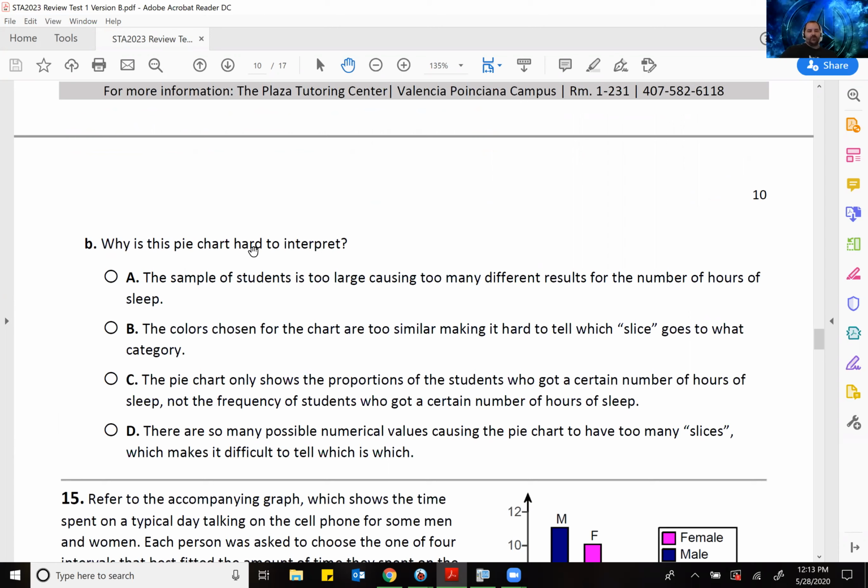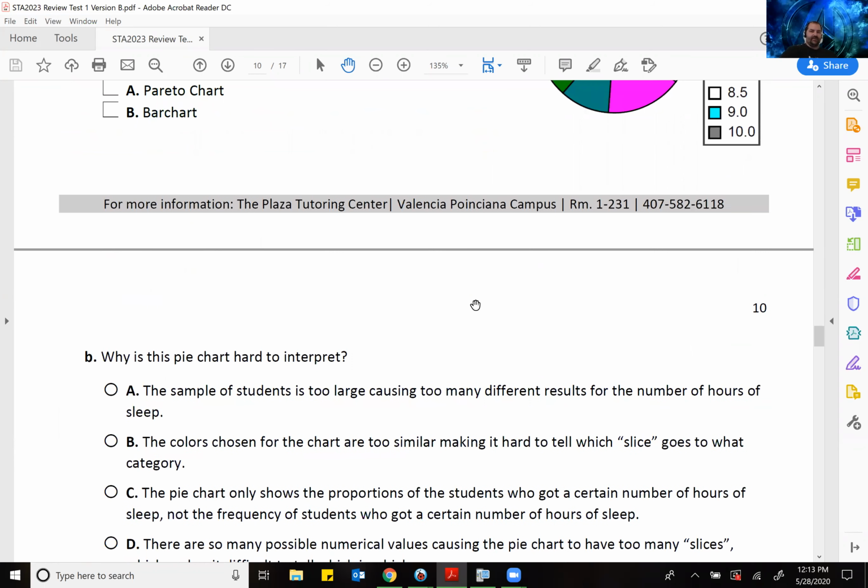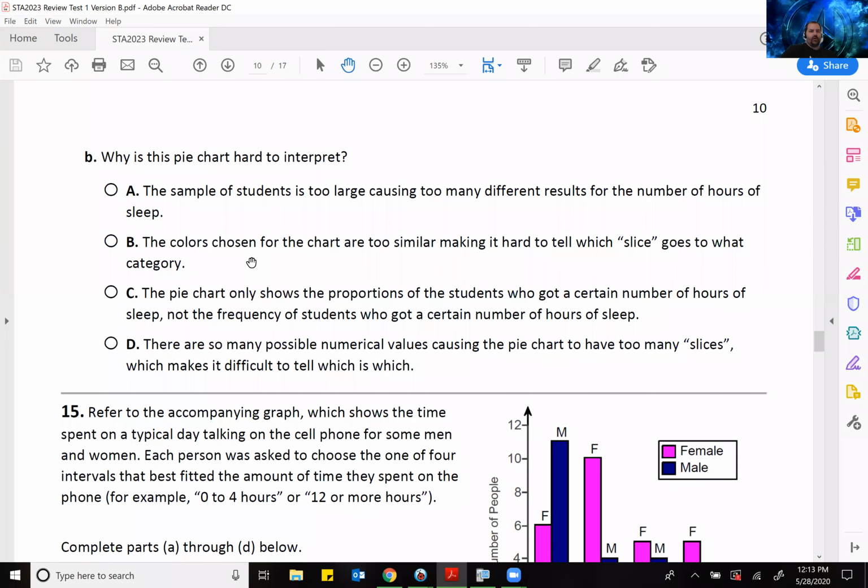You can have a large sample size with a pie chart. It just all depends upon how many categories there are. And it should be categories and not numerical. So that's another reason why a pie chart is not the best thing that should have been used here, because this is all numerical data, not categorical.